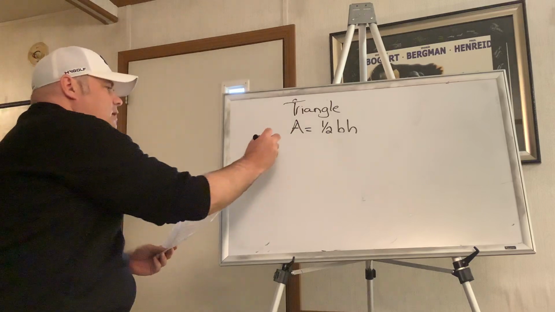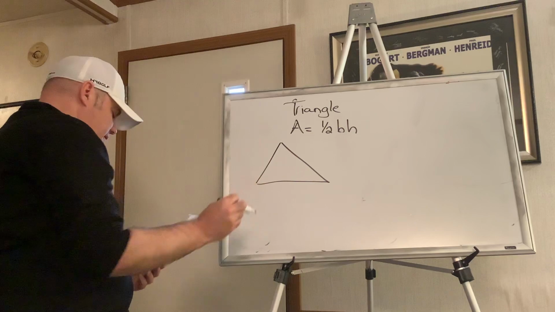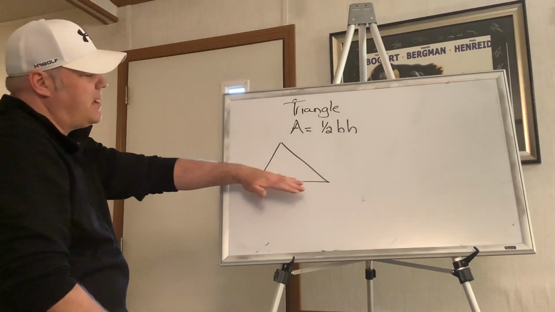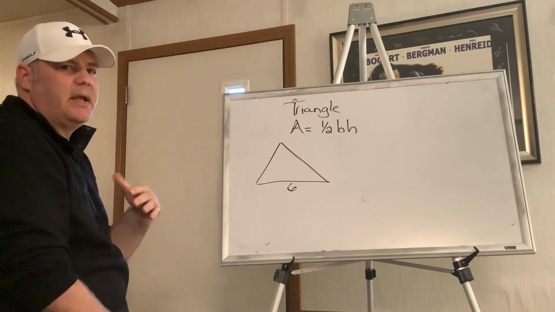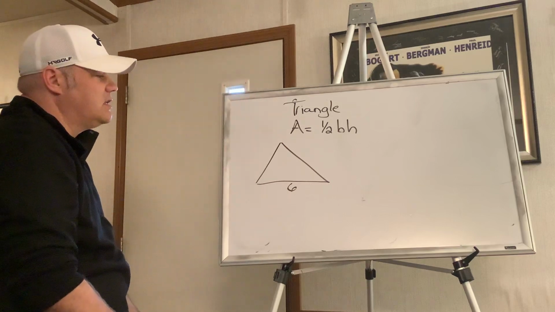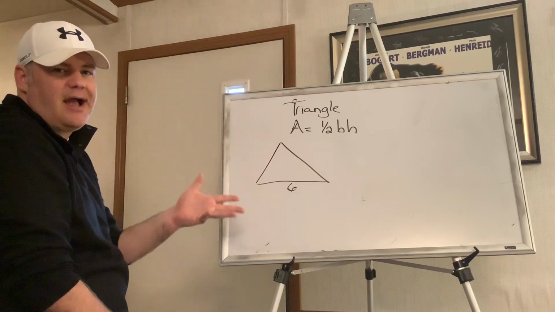So a triangle could look like this. The first thing, let's put a 6 there. The first thing I want to show is that a base doesn't always have to be on the bottom. We're so used to the word base meaning bottom, but a triangle could be flipped around and it could be in all different positions. What you're going to determine is that your base is where you determine your height.